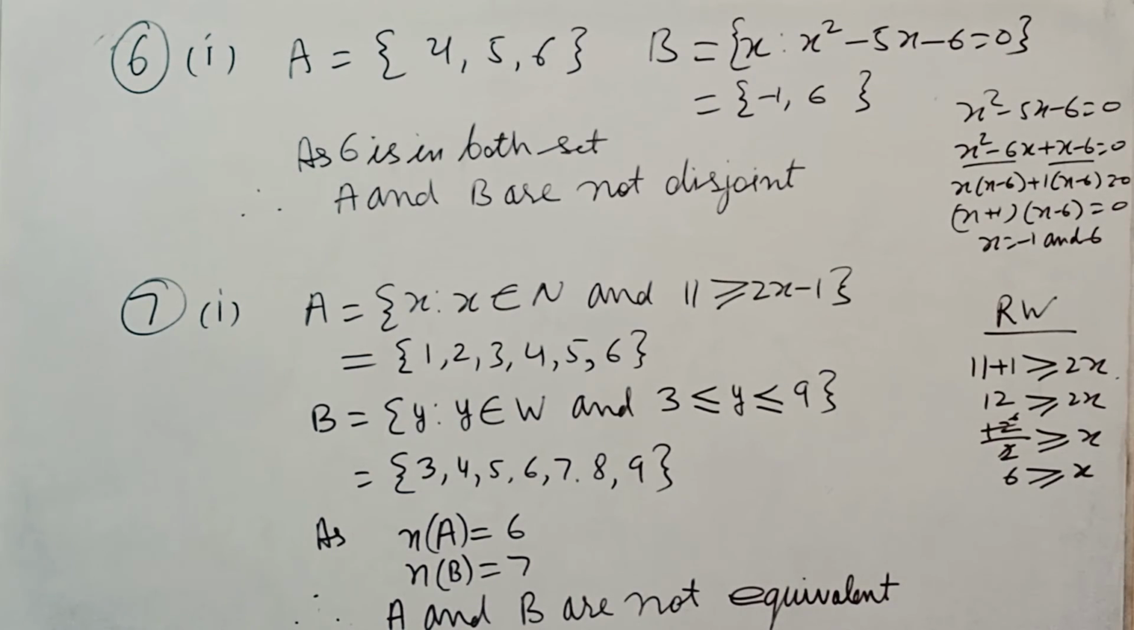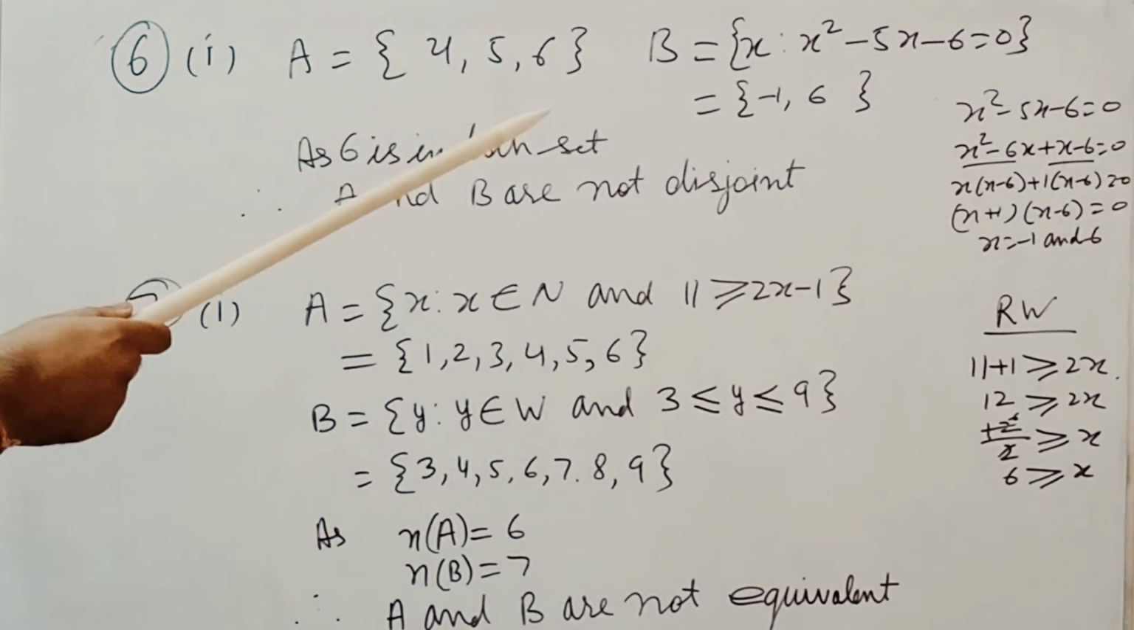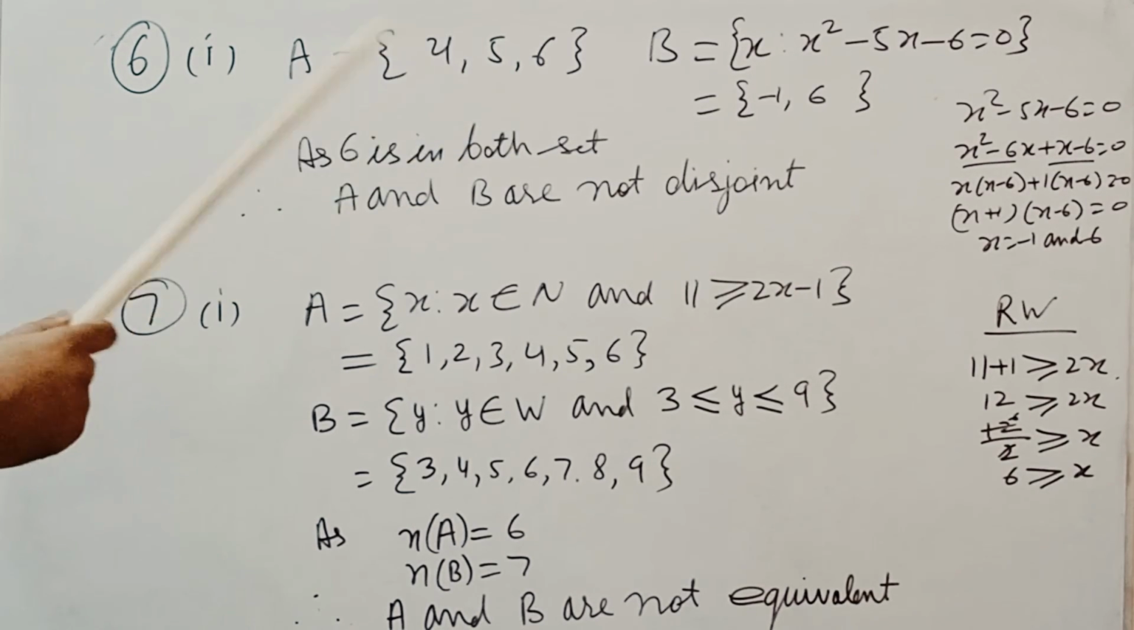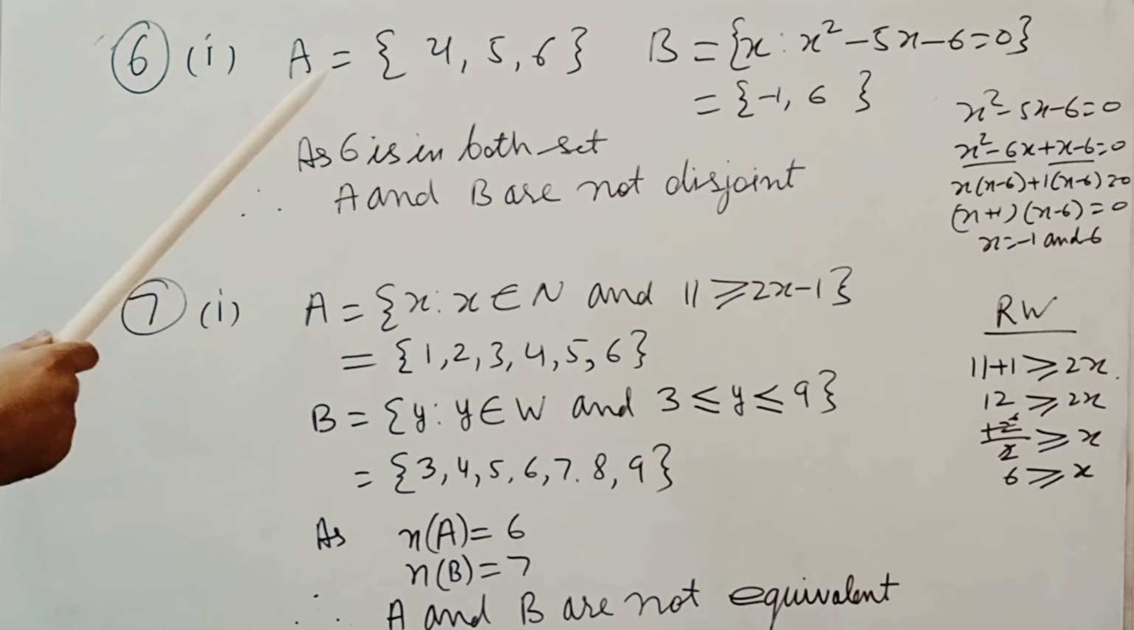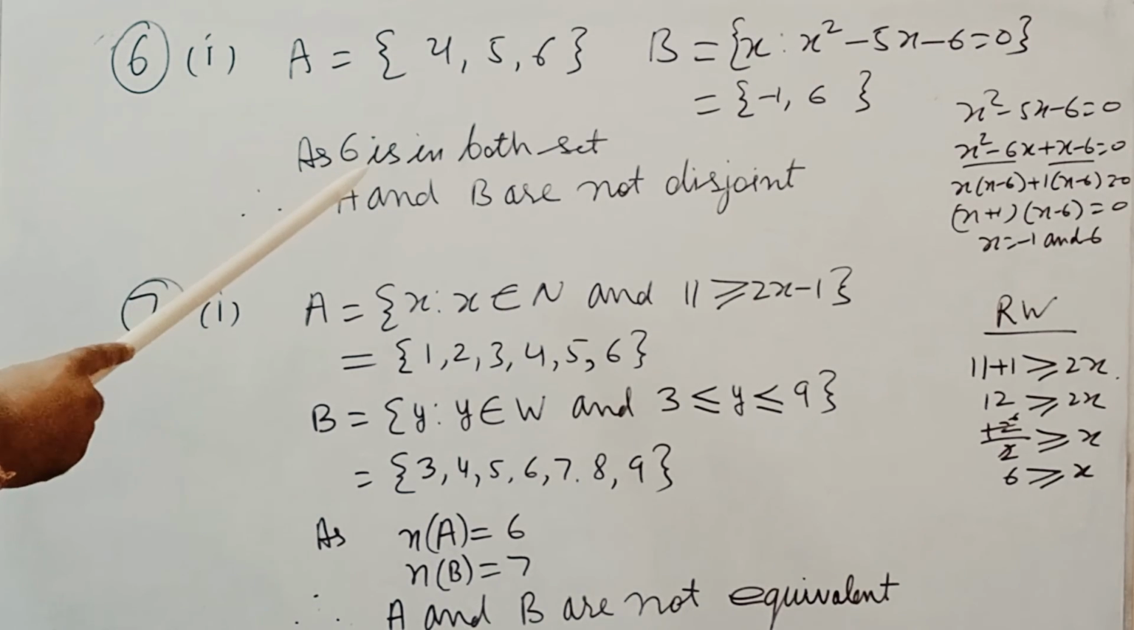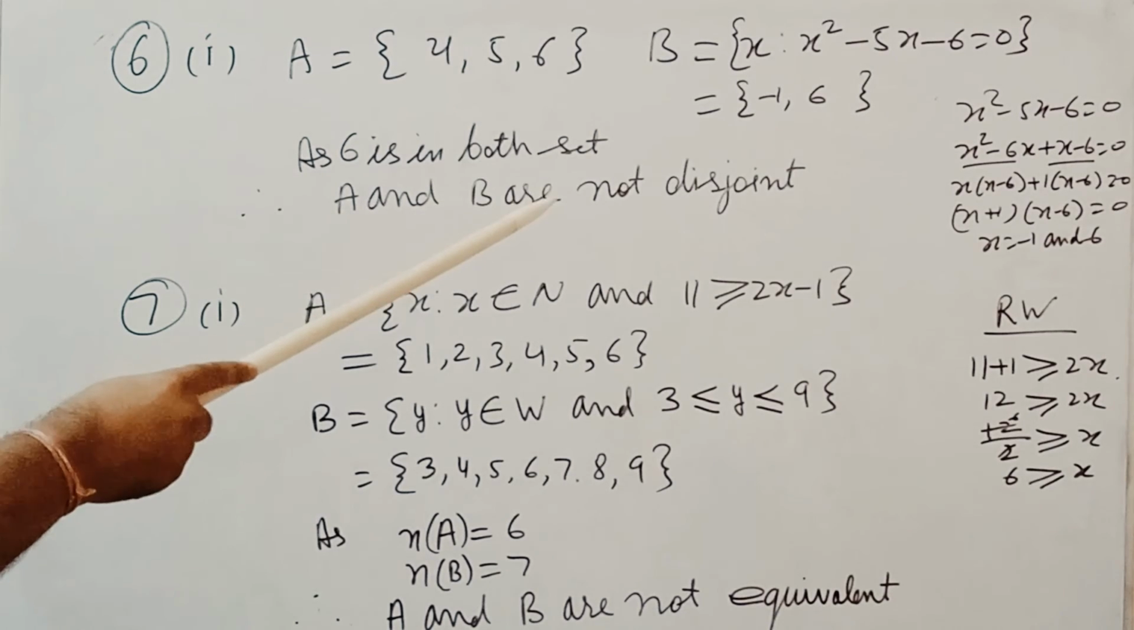So what do you observe in both sets A and B? We have 6 as a common element. So they are joint sets, not disjoint, because whenever we have at least one element common, they are joint sets. As 6 is in both sets, therefore A and B are not disjoint.